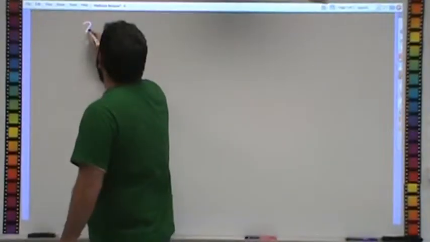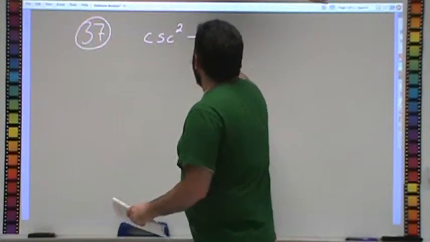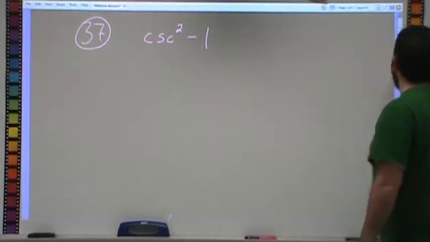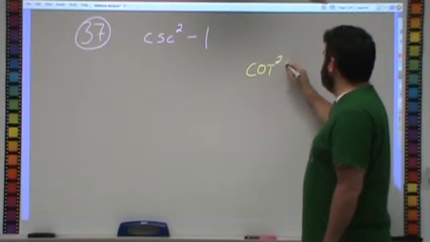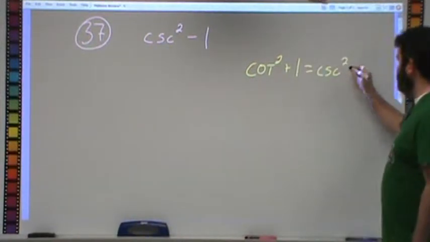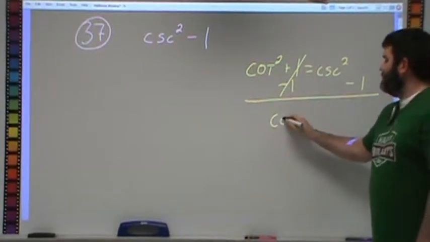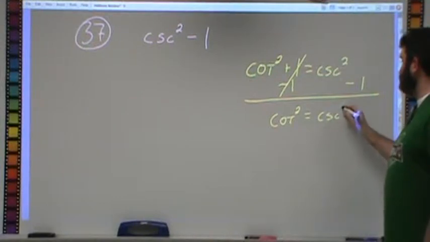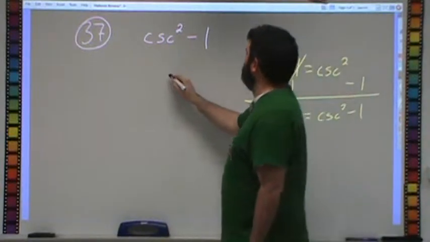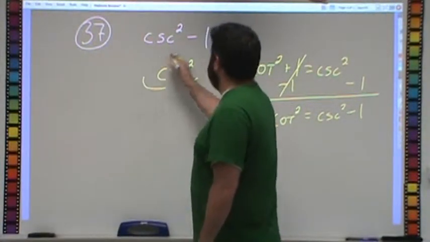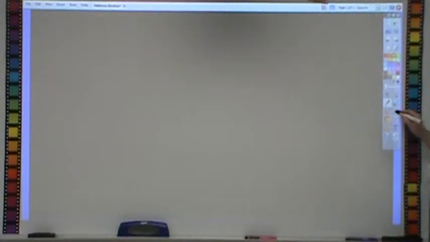So let's go to 37, what we just got finished talking about, and that's trig identities. Cosecant squared minus 1. Look at your identities, folks, especially your Pythagorean identities. You've got one that says cotangent squared plus 1 equals cosecant squared. Now notice, if I subtract this 1 over, it would say cotangent squared equals cosecant squared minus 1. That's exactly what I want. So that means cosecant squared minus 1 is cotangent squared. That's also in your variations, so make sure you look back over your variations.